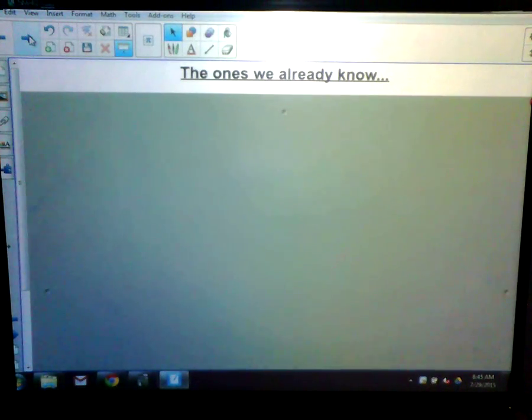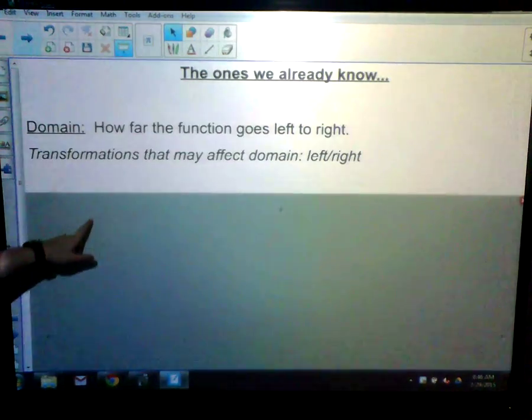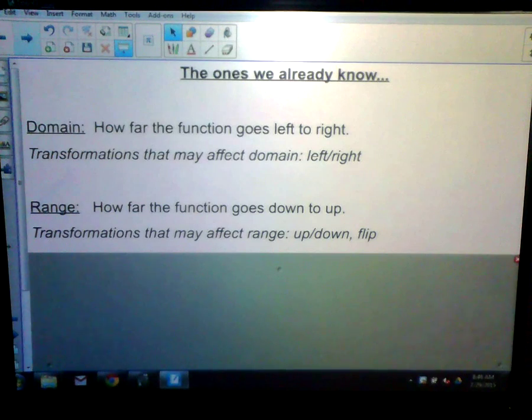Let's talk about the ones we already know. We've talked about domain and range a lot. Domain is how far the function goes left to right. Well, what can affect domain? Any transformation that moves it left and right might affect the domain. It doesn't have to, but it might. And range is how far the function goes down to up. Transformations that might affect that are when you move the function up or down, or when you flip it. It doesn't have to, but it might.